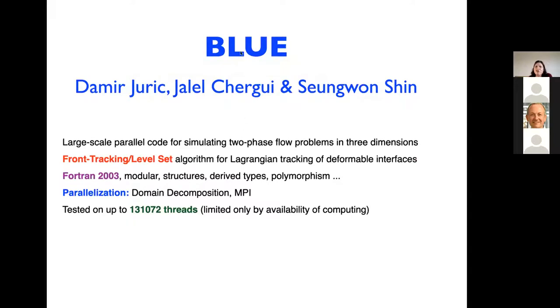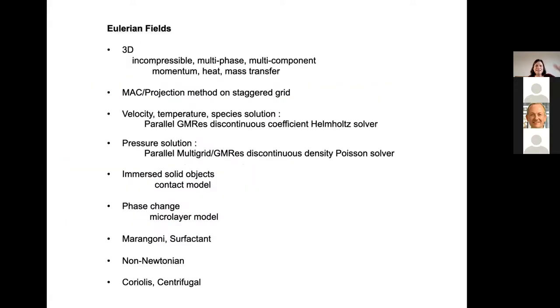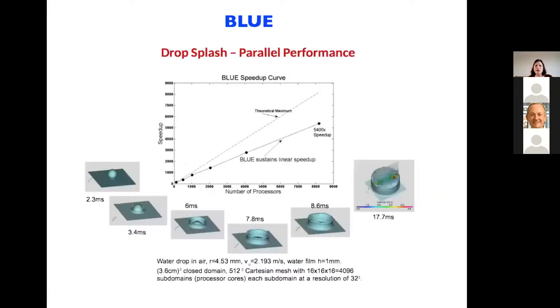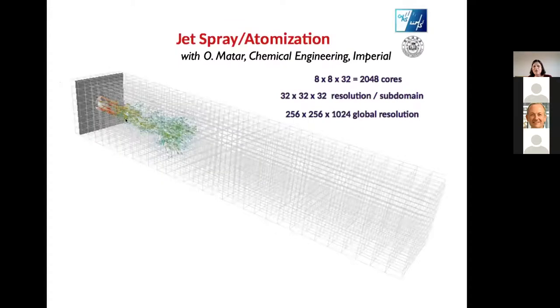And I finish here with a little advertisement for this code, Blue, without which we wouldn't have been able to do any of this. Their big thing is parallelization. As soon as a new machine comes out, they run it on it, and they parallelize it to death, at 131,000 threads. Yeah, it's really amazing. It's got all these features. This is the kind of thing they like. This is what they made it for.